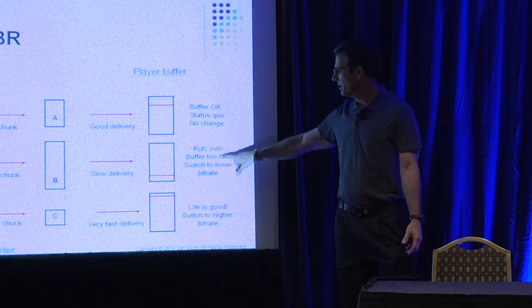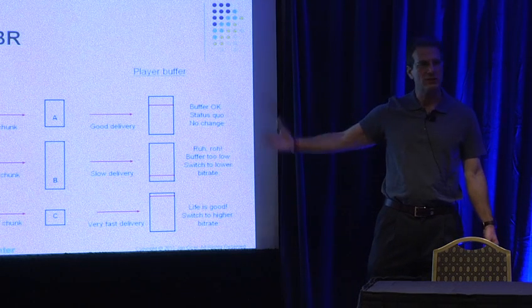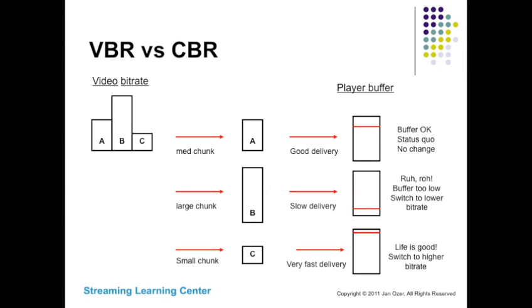So then the player says, oh my goodness, the buffer's gone down really low. We have to switch streams. And so we have a stream switch potentially triggered not by a change in conditions, but by how we encoded the file. And that's the negative of VBR encoding. Positive is quality, negative is it can cause too much stream fluctuation.